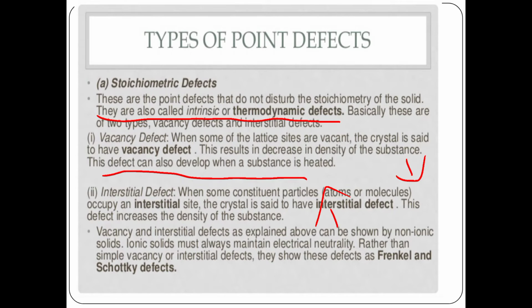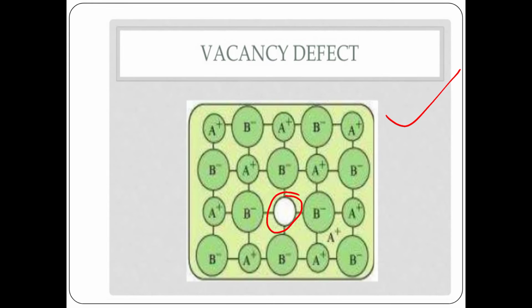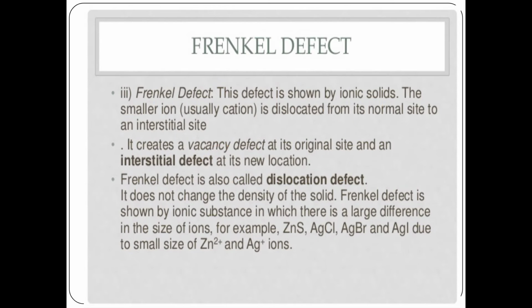So in these ionic solids, other types of defects are there, that is the Frenkel defect and the Schottky defect. It is very important. What is the Frenkel defect?